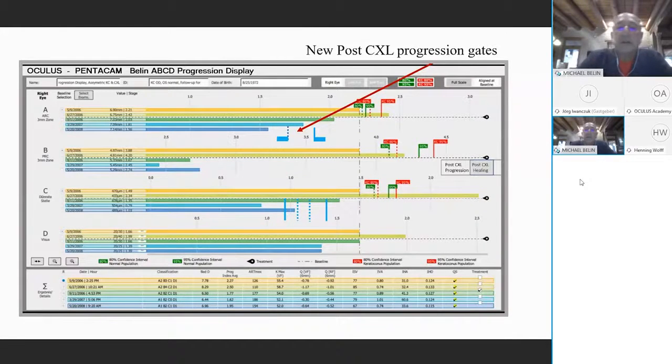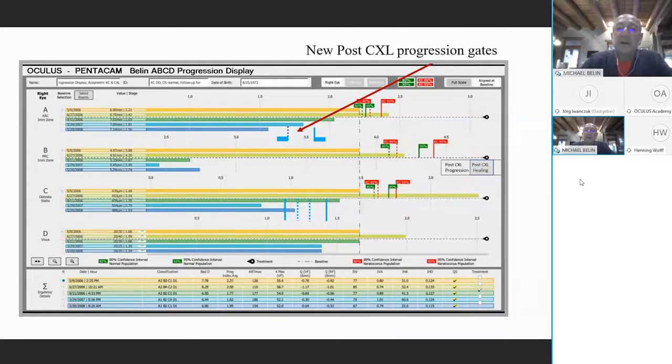And this is a beta version, or a mock-up, of what the display will look like. The post-cross-linking will probably be shown in the color blue. It will be very similar to the established green and red, showing an 80% confidence interval and a 95% confidence interval for statistically significant change. These will appear on the A, B, and C parameters. Hopefully this will be available shortly, and it will allow us to follow patients after cross-linking. They will only appear on the exam that's 10 months or later.